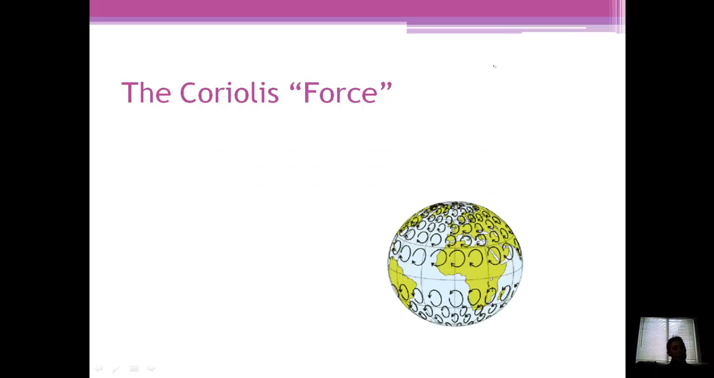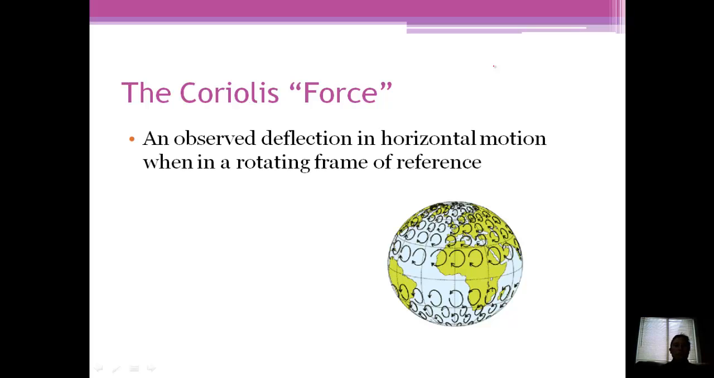Okay, another kind of fake force or non-real force is called the Coriolis effect or the Coriolis force. You probably learned about this in physical science when we talk about pressure systems and things like that. It's an observed deflection in horizontal motion. And so basically if you're sitting on a spinning platform with someone else and you try to toss a ball back and forth, it's going to be hard to catch the ball because it's going to look like it's tossing to the side. But for someone standing on the outside, it's just going to look like it's tossing straight. And that's because of the rotating frame of reference if you're on the rotating platform.